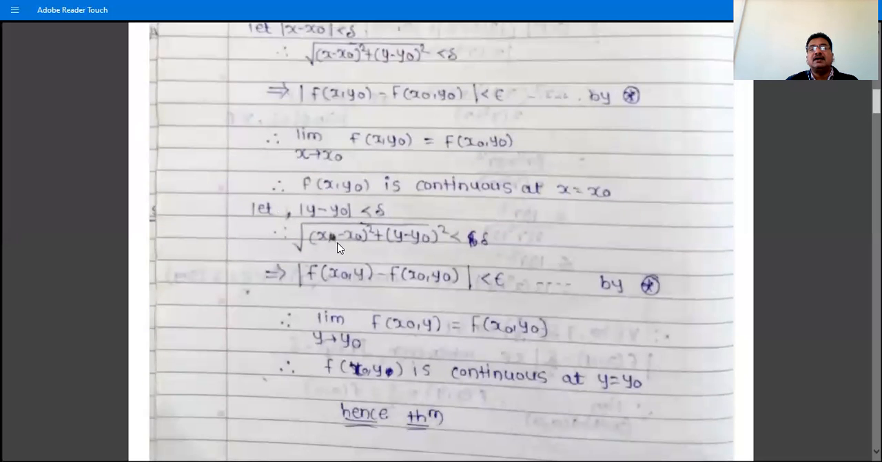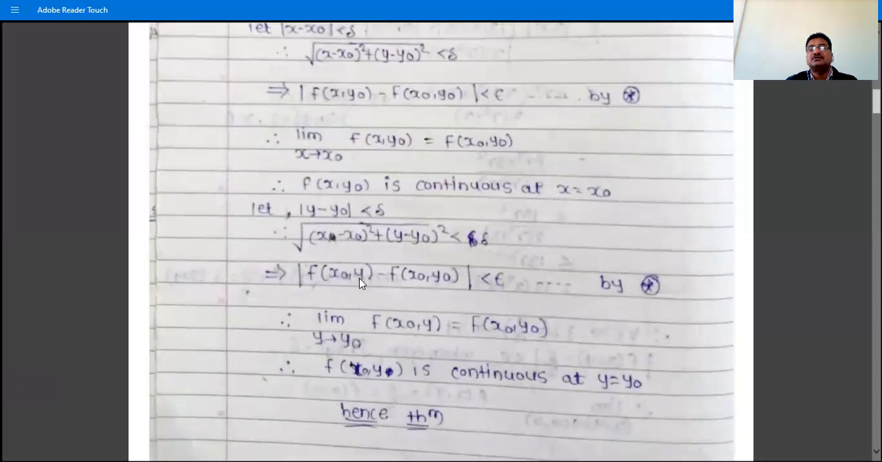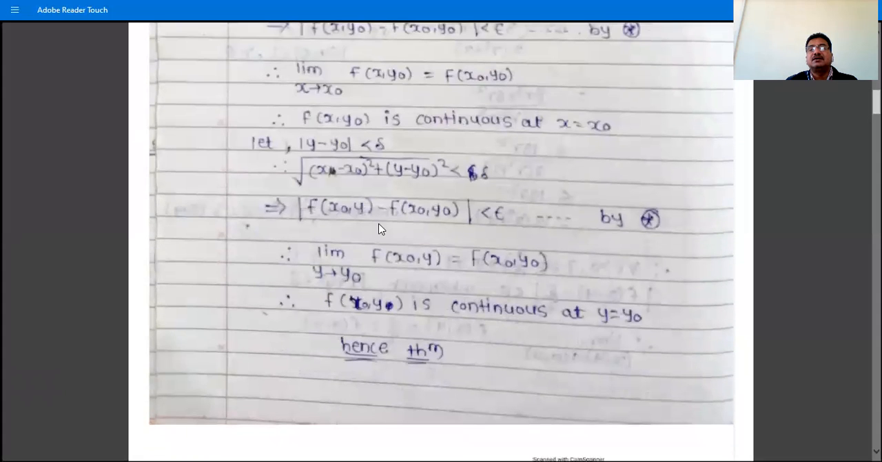So here is x, here is x0. So just write x as x0. So what we have is |f(x0, y) - f(x0, y0)| < epsilon. And this means the limit as y tends to y0 of f(x0, y) is f(x0, y0). And therefore f(x0, y) is continuous at y = y0, and hence the theorem.